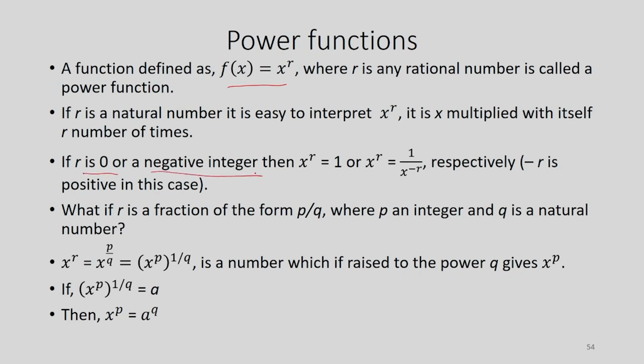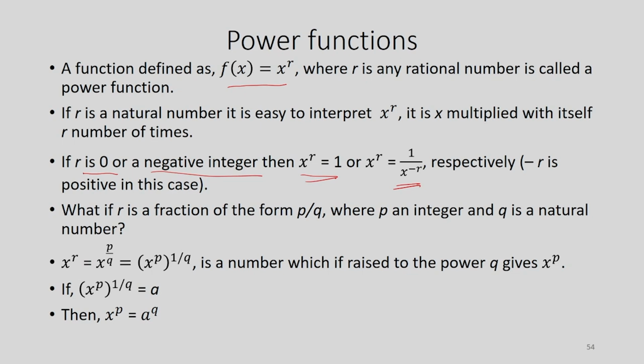But if r is 0 or a negative integer, then what happens? If r is equal to 0, then again it is not very difficult. X to the power 0, we know it is equal to 1. And if we are talking about negative power, so x to the power, let us say minus 2, then I can write it as 1 divided by x to the power minus of minus 2. That is what I have written here. Minus of minus 2 is plus 2. So, here you have 1 divided by x square, and x square is easy to interpret, it is x multiplied with x.